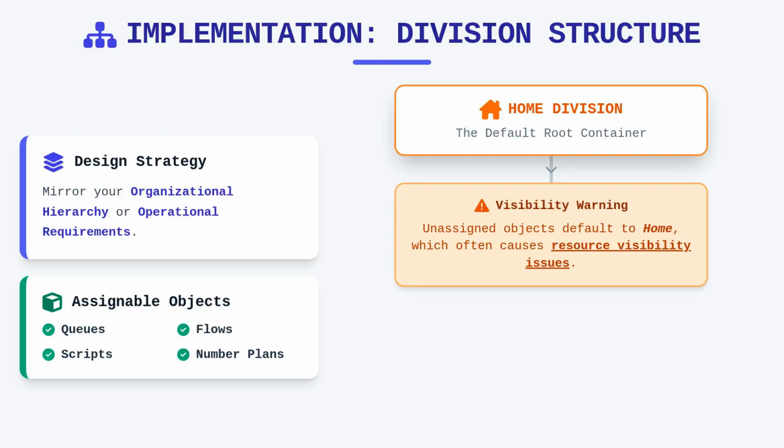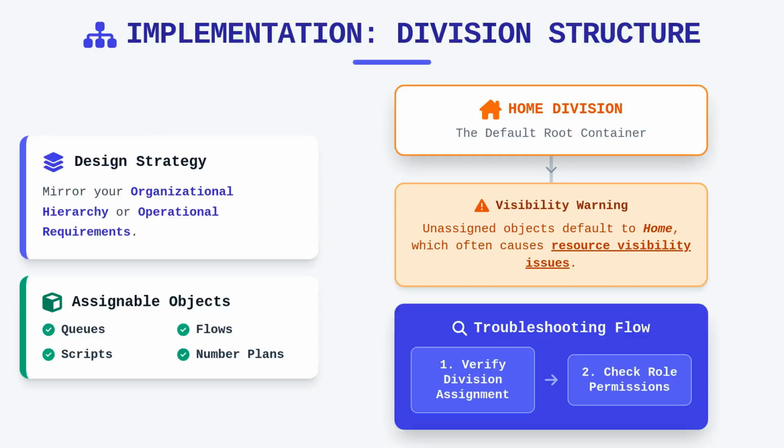This default behavior often leads to visibility issues if administrators do not realize that objects are being created in the root container by default. When troubleshooting, the first step is always to verify the division assignment of the object in question compared to the permissions granted to the administrator's assigned role. If an administrator cannot see a specific resource, it is almost certainly because their role lacks the mandatory permissions for that specific division.